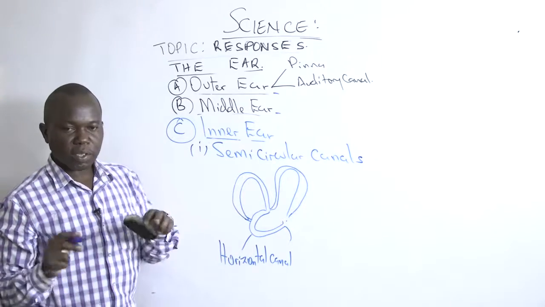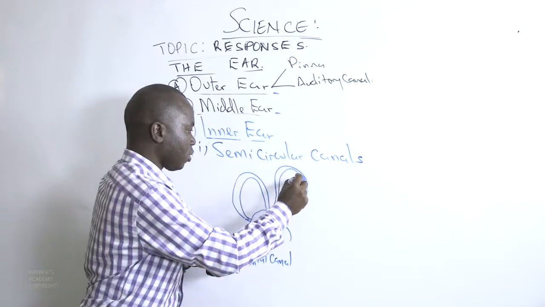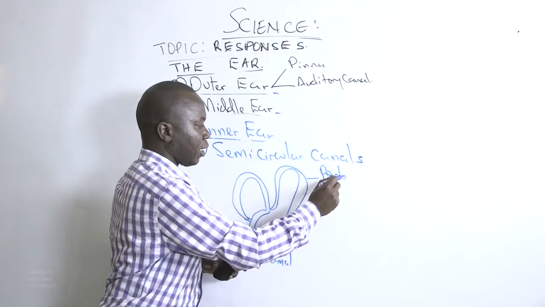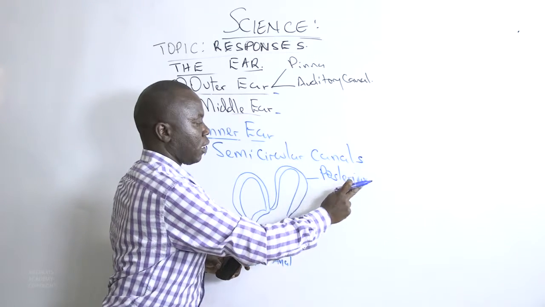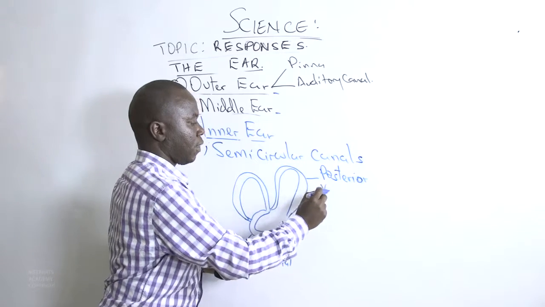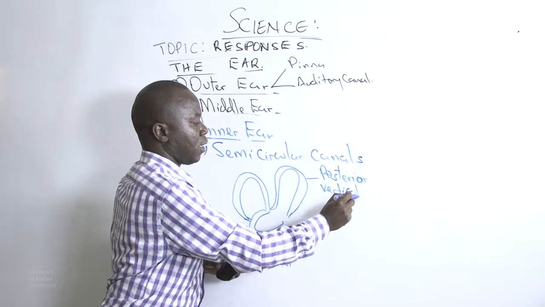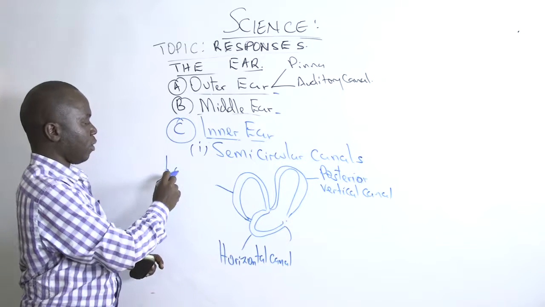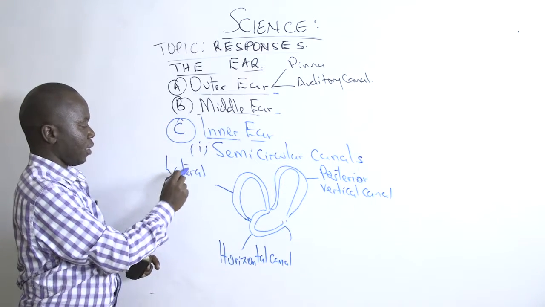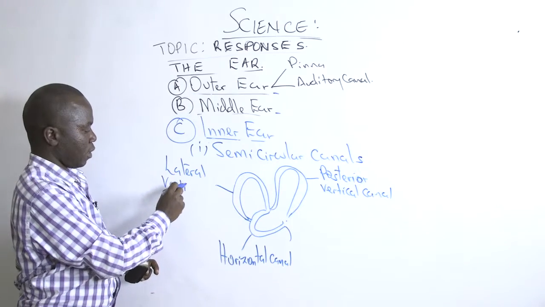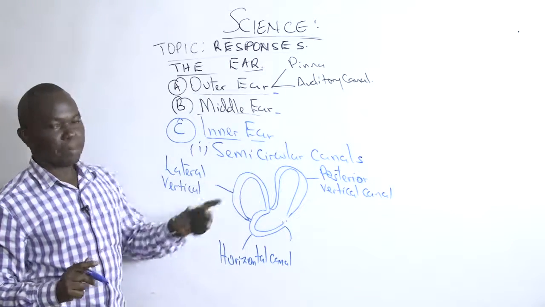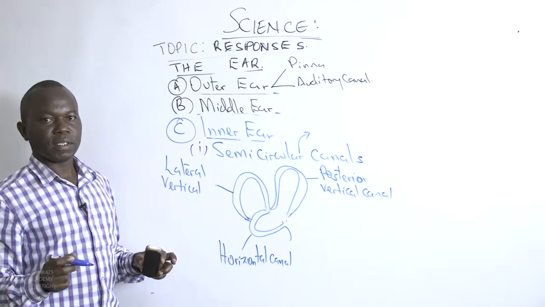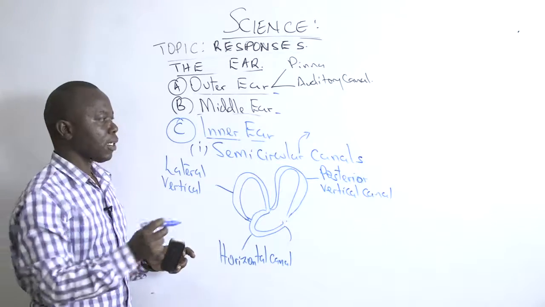Because the two are vertical, they're also given different names according to how vertical they are. This one is called the posterior vertical canal. And this is the lateral vertical canal. But all of them play the same role. Semicircular canals are involved in restoring body posture and balance.